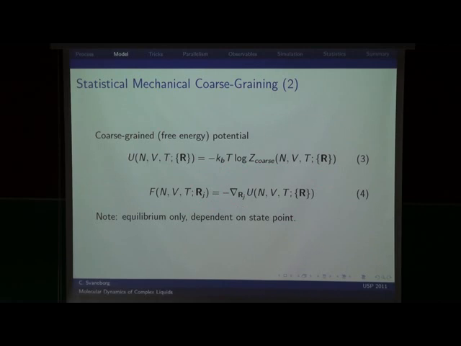But what you can see by doing this exercise is that we can only do it in equilibrium, where we know statistical mechanics applies. Furthermore, the force field now depends on the state point. It depends on the temperature, so you can change the temperature. In principle, we have to go through this entire equation once more to calculate the effective potential at a different temperature.